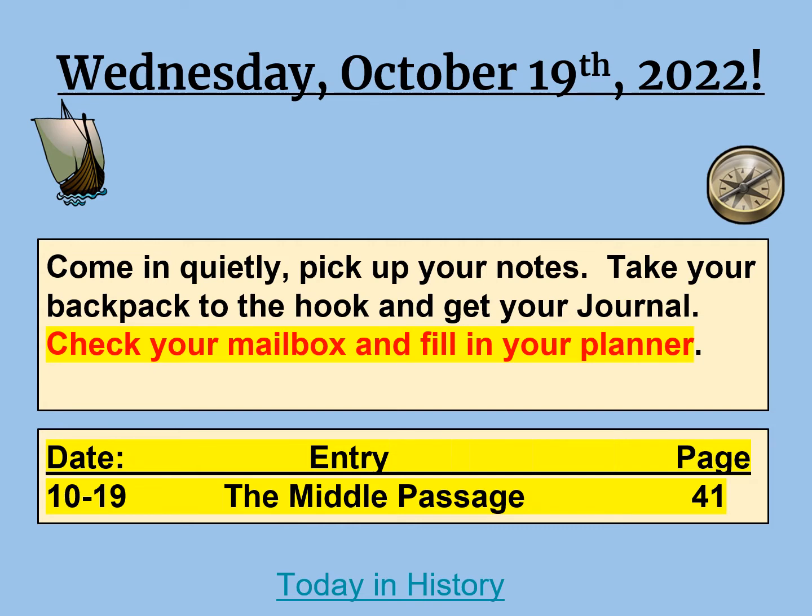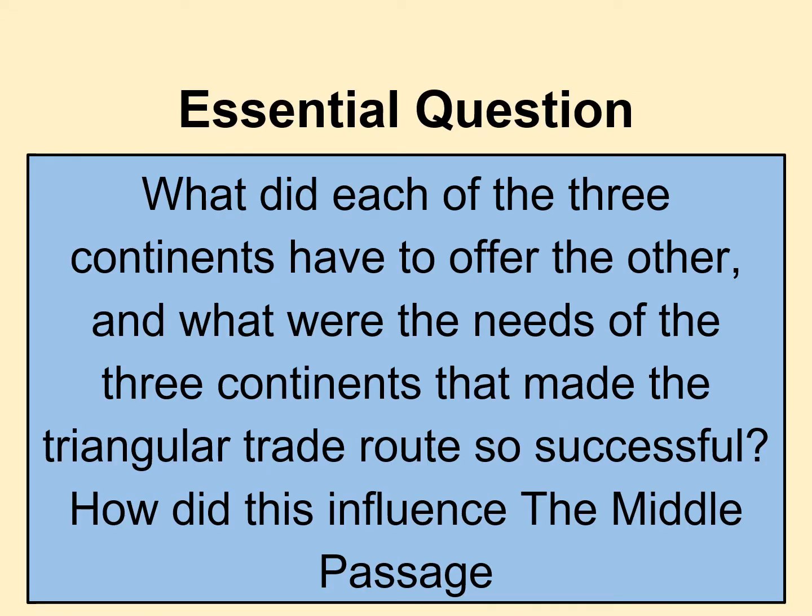All right, so what do you say we go ahead and get started? Let's talk about the triangular trade route and how it pertains to the Middle Passage. Our essential question today is, what did each of the three continents have to offer the other, and what were the needs of the three continents that made the triangular trade route so successful? How did this influence the Middle Passage? There should be a question mark there.